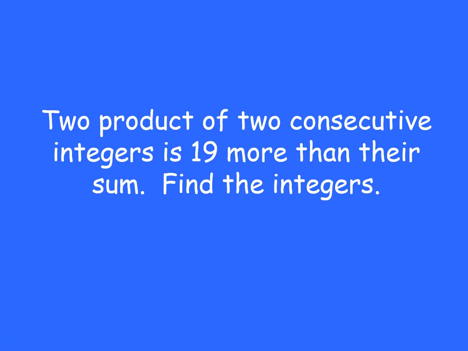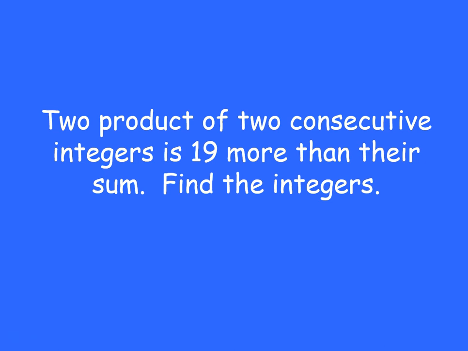The product of two consecutive integers is 19 more than their sum. Find the integers. Ooh, you're going to have to do some translation here. Translate this problem from English to Mathanese and then solve. So the product of two consecutive integers.